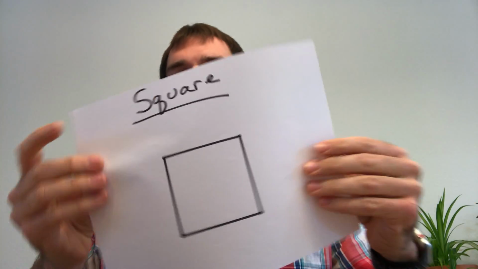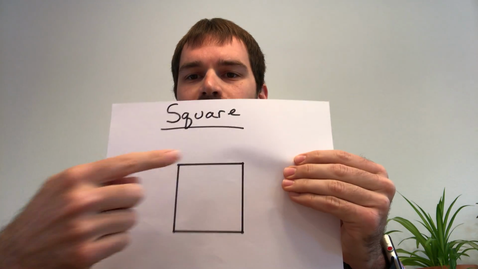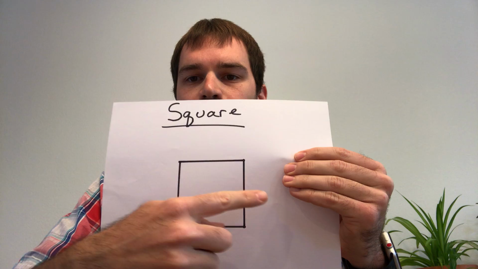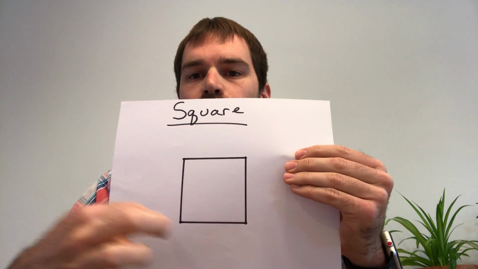That's where the square is. Has all 90-degree angles, has opposite sides that are parallel, parallel and parallel, and all 4 sides are exactly the same length.